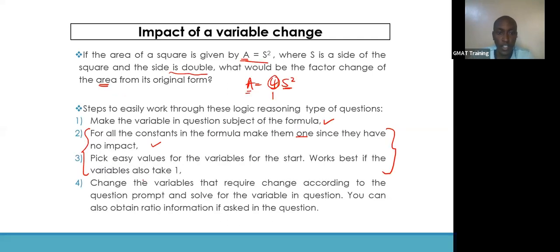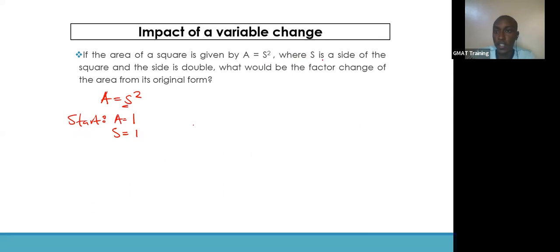Then change the variables that require change according to the question prompt and solve for the variable in question. So we have S in this case. S is the side of the square and the side is doubled. Now change comes after change. We have S being doubled, so you have 1 times 2, which is 2, and the area then will be S squared. In this case S is 2, so 2 squared will be 4.